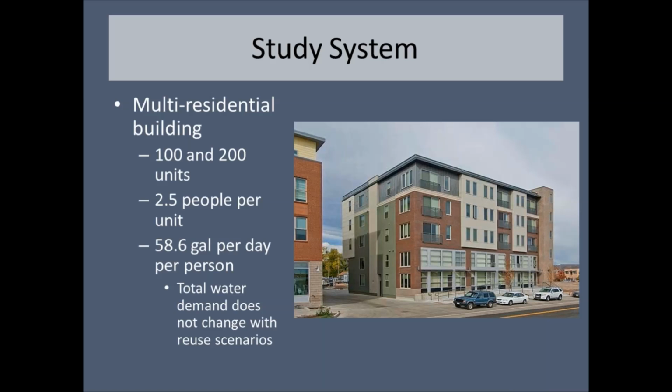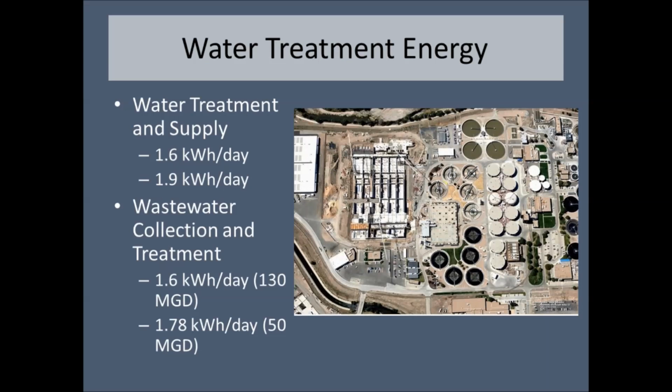So for our study system, we looked at multi-residential buildings at the scale of having 100 or 200 units per building or set of buildings. We also assume that there's 2.5 people per unit, and that each person uses about 58.6 gallons per day. And also that we consider that this use number was consistent even with the efforts to reuse. So we weren't thinking that people were suddenly going to take more showers just because they knew they could, because the water was being reused. So just to be consistent.